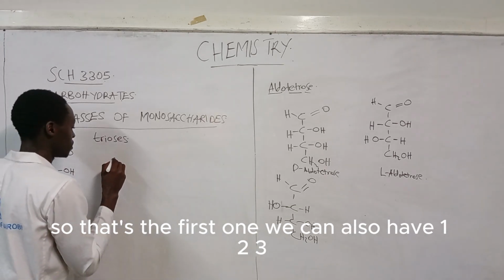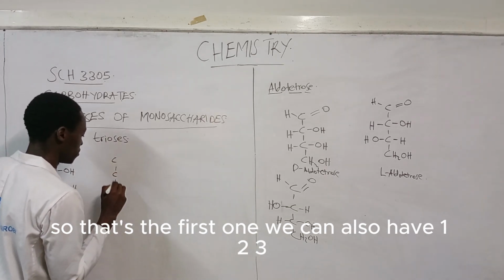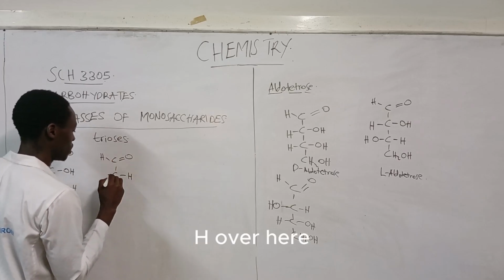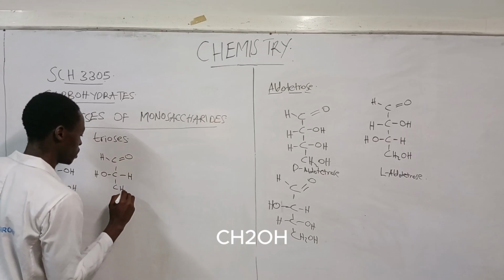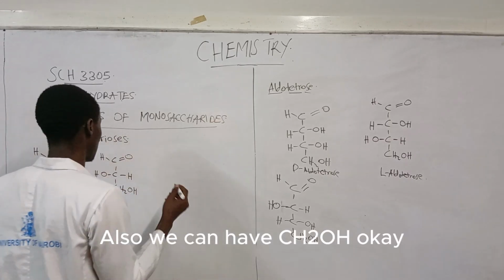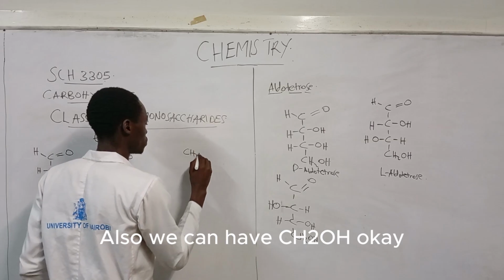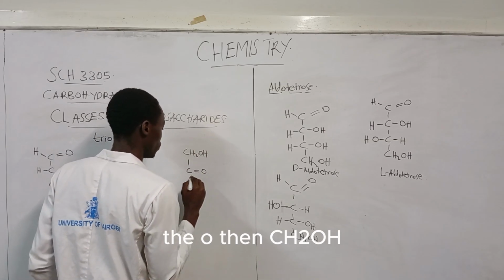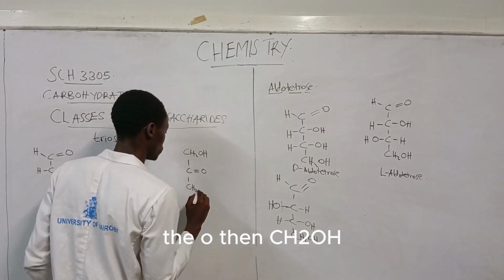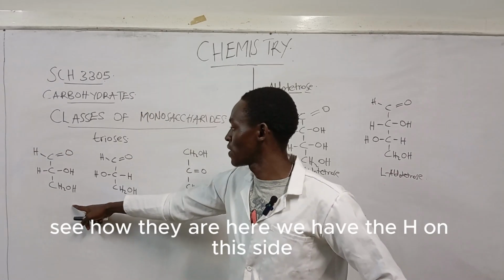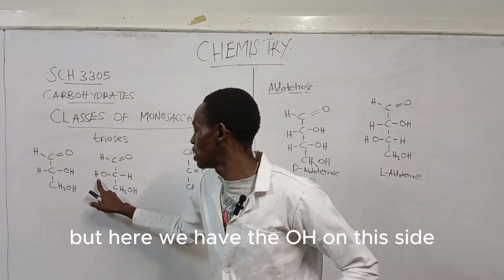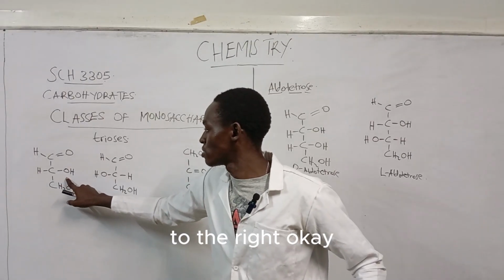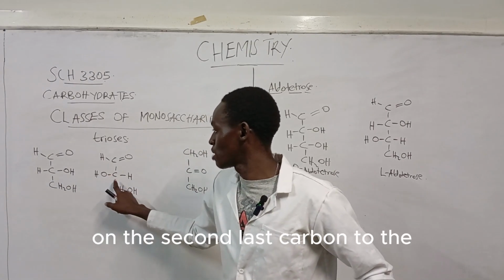We can also have 1, 2, 3. Bonds are there. O, H, H over here, OH, and also we can have CH2OH. Carbon here, then you have the O, then CH2OH. You see how they are? Here we have the H on this side, but here we have the OH on this side. Like here we have the OH on the second last carbon to the right, and over here we have the OH on the second last carbon to the left.